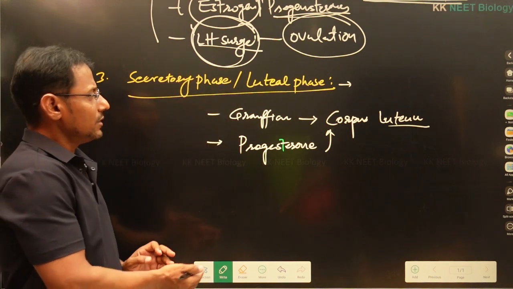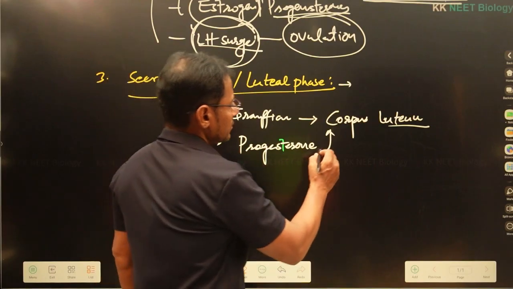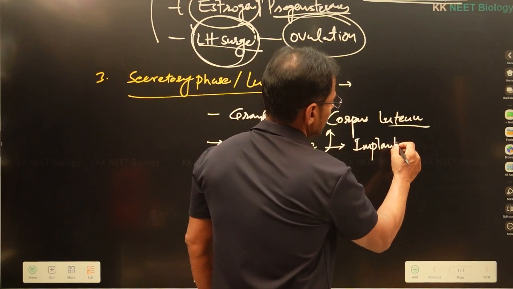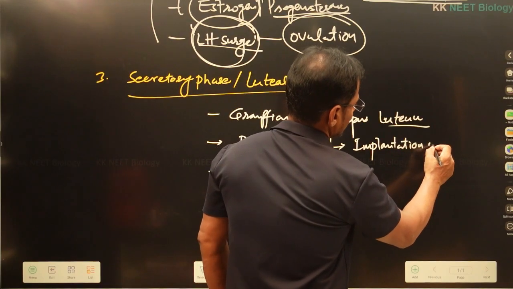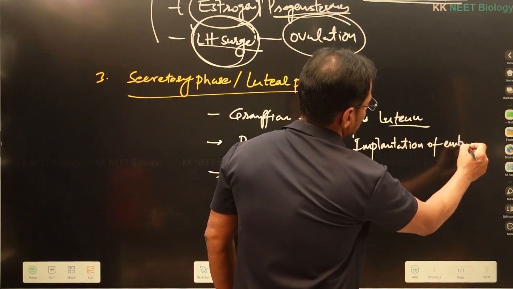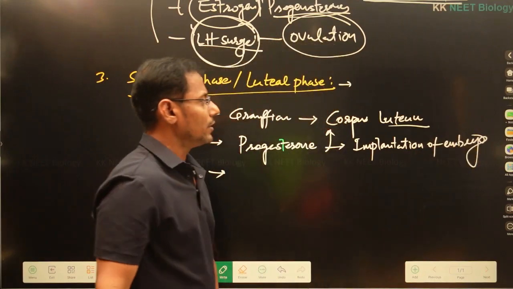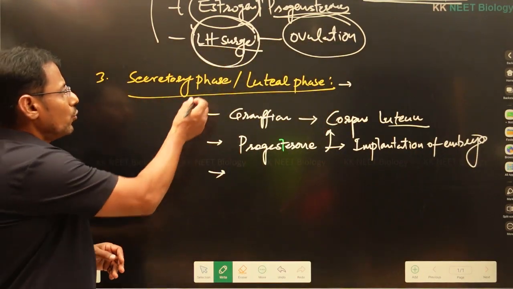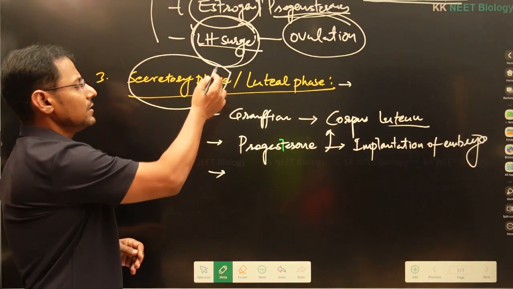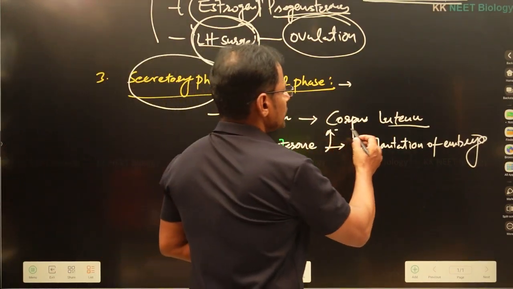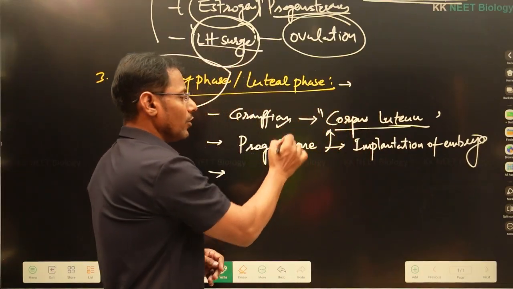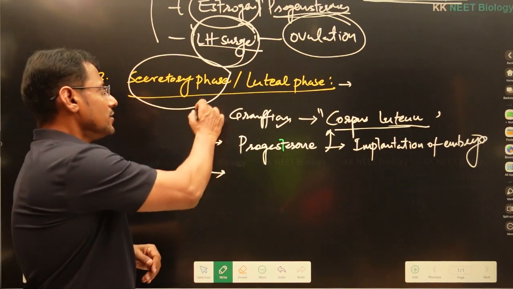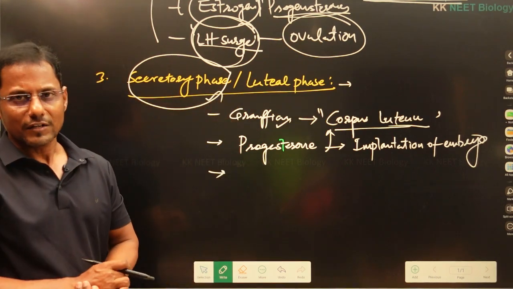Why? Because here progesterone is very useful for the implantation of the embryo, right? That's why the progesterone levels peak in this luteal phase. Why are we calling it the secretory phase? The corpus luteum, which is formed from the Graafian follicle, is going to secrete the progesterone. That's why we are calling it the secretory phase.